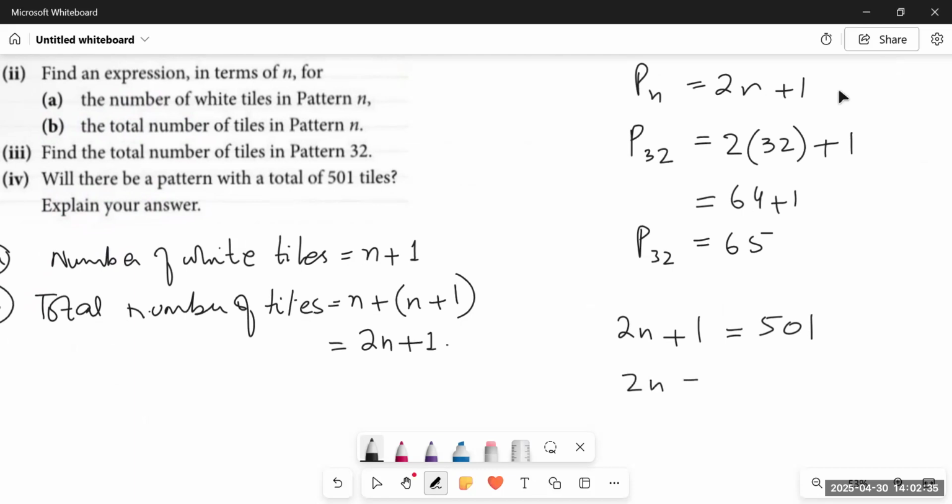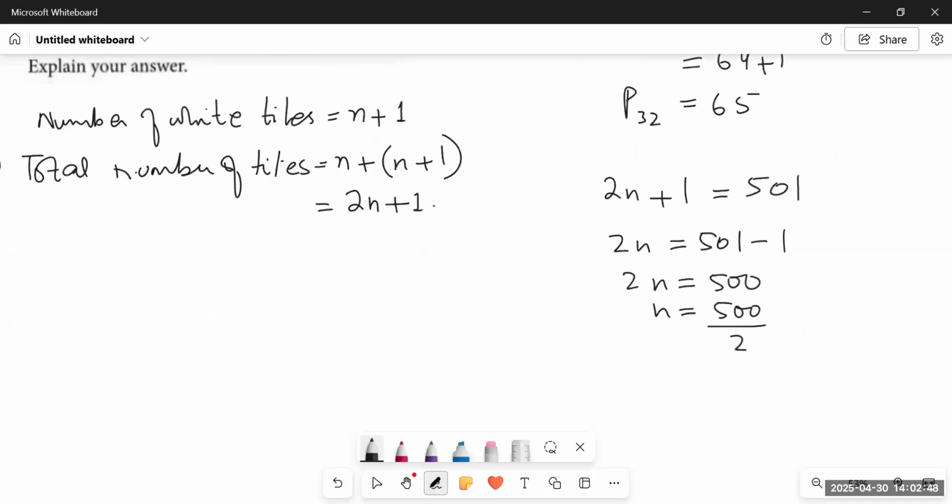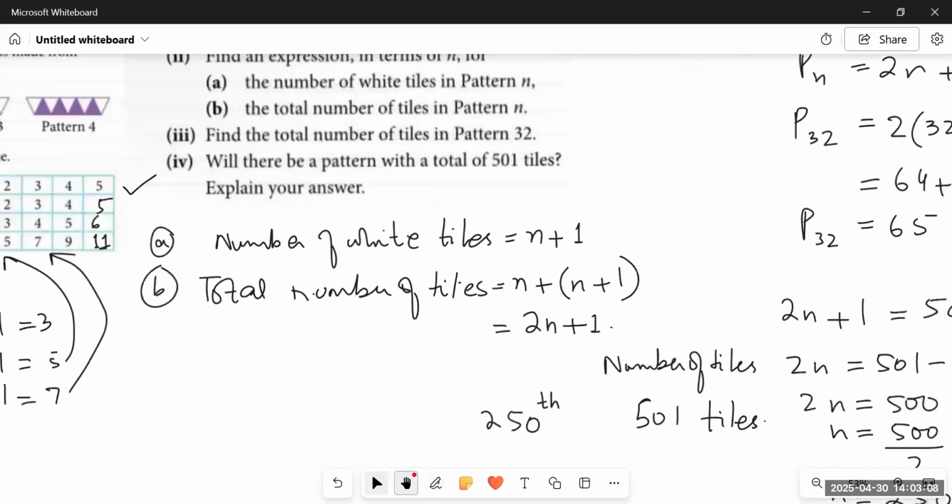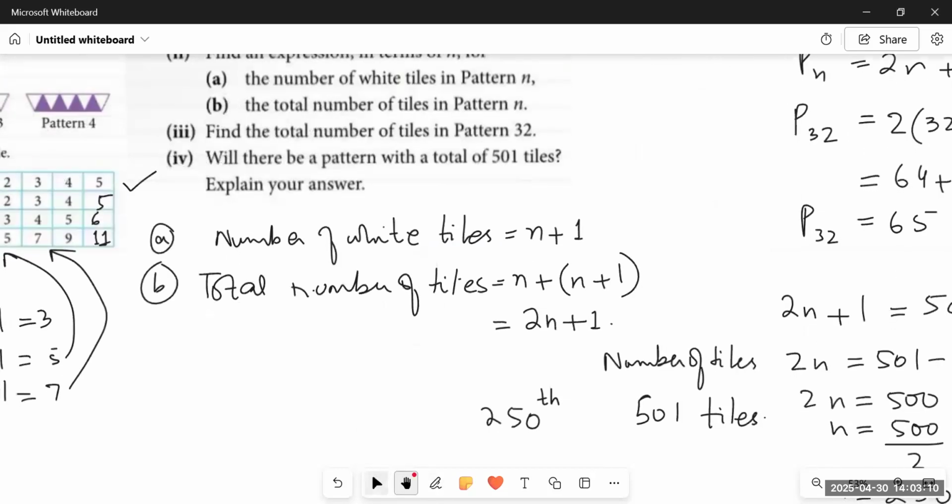It would be 2n is equal to 501 minus 1, which is 500. And then 2n is equal to 500. And after that, we are going to divide 500 by 2. So the final answer would be 250, which means for pattern number 250, the number of tiles would be 501. Okay, it means we have got the correct answer. It means, yes, there would be a pattern with a total of 501 tiles.